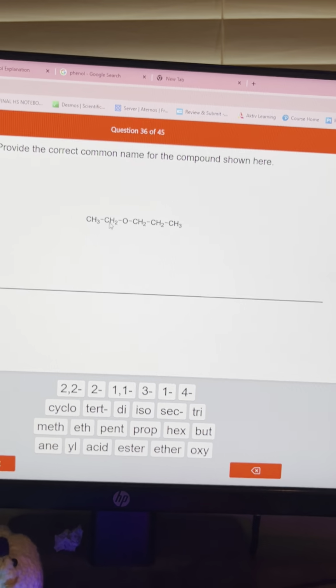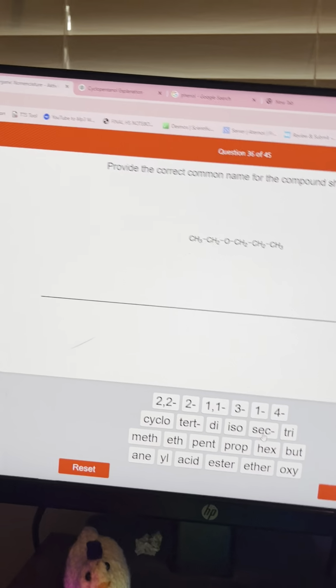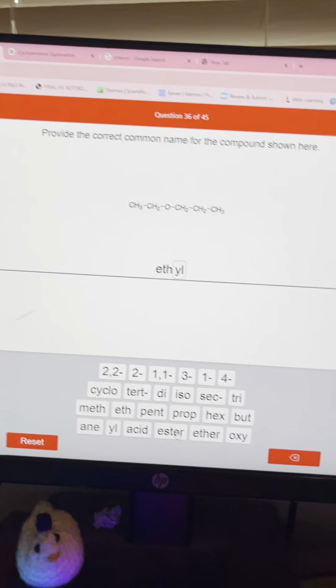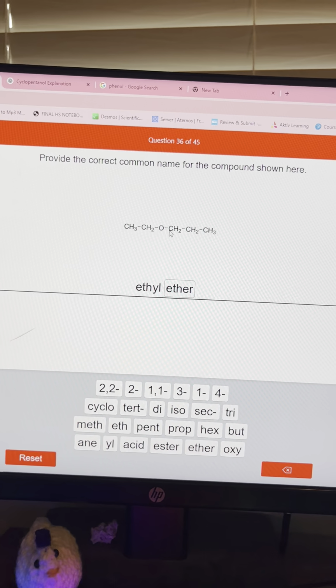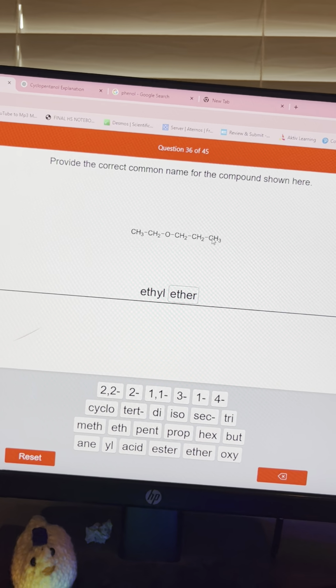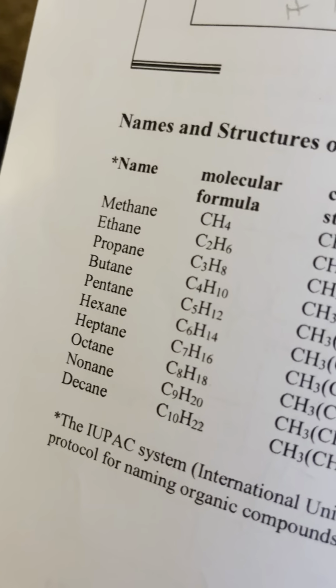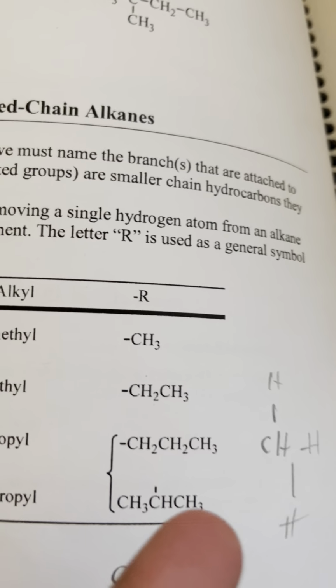Next, okay, same thing. This is an ethyl here. So we know we have 1 ethyl. We could put the ether at the end. But there's 1, 2, 3 carbons. 3 carbons tells us that it is a propane, or a propyl, like that.